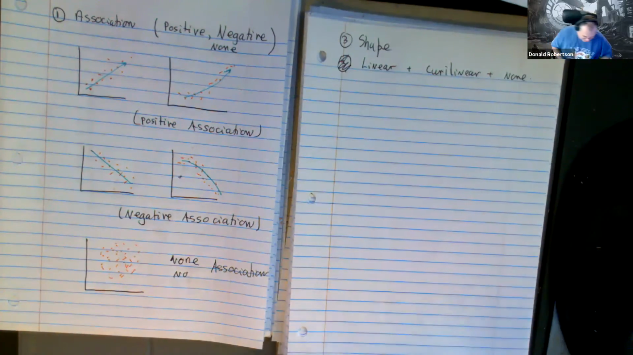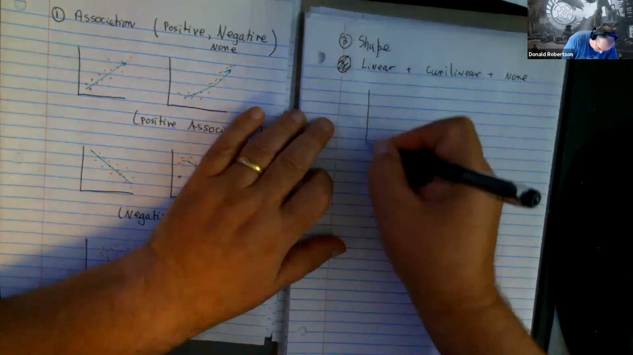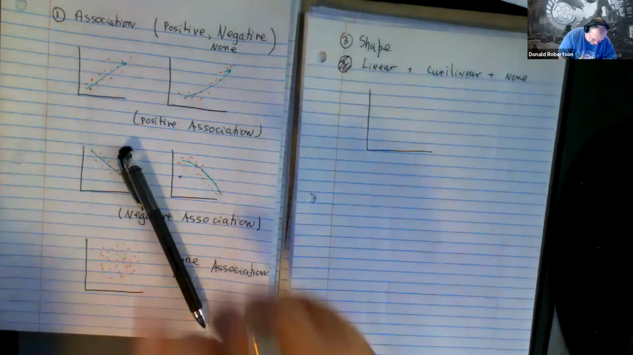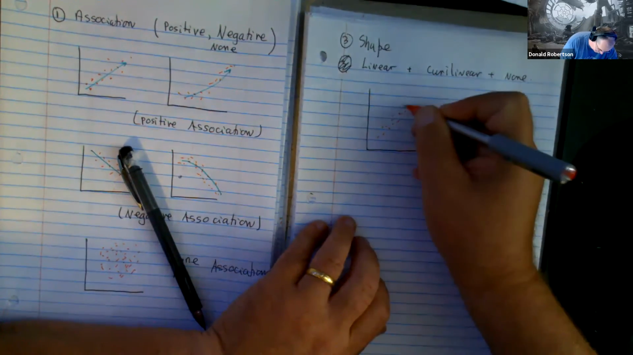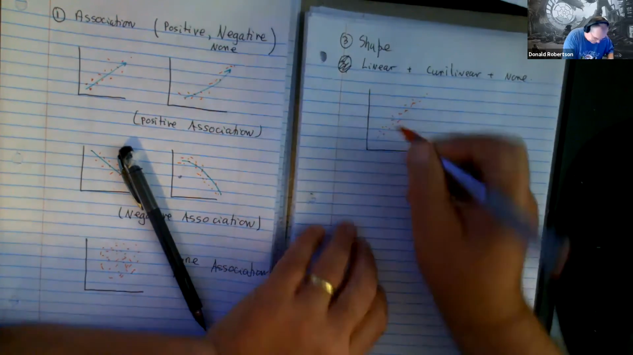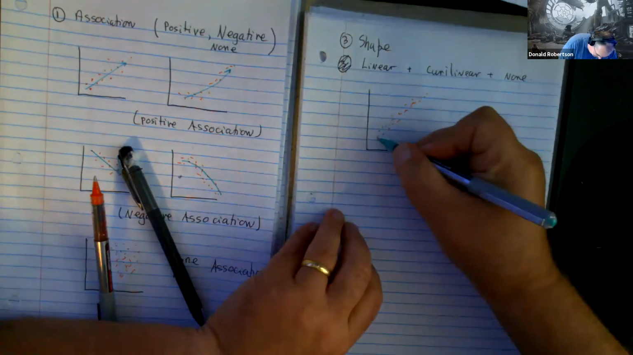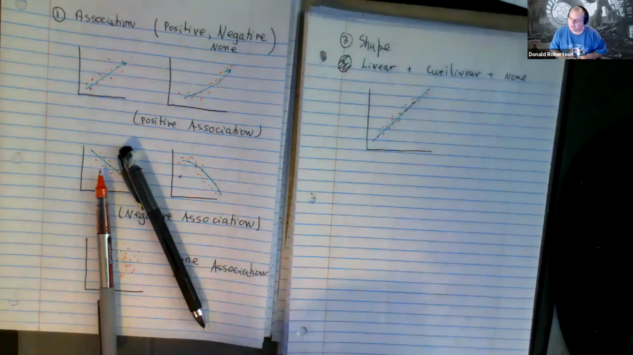So a shape is said, or a scatter plot is said, to be linear if it looks like it's on a straight line. Okay, that's what linear looks like.